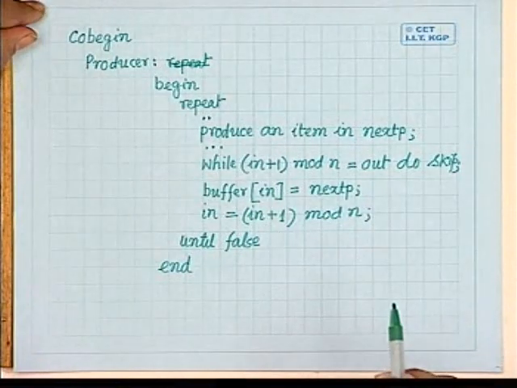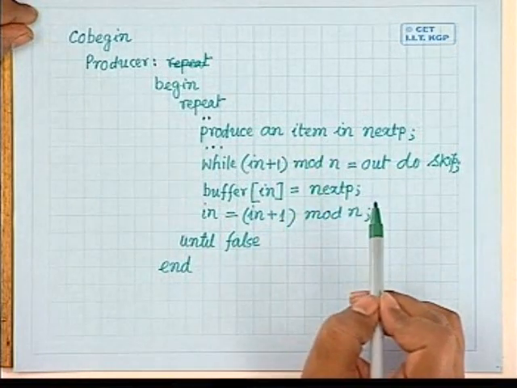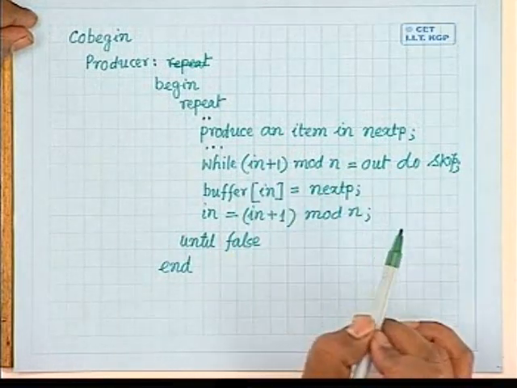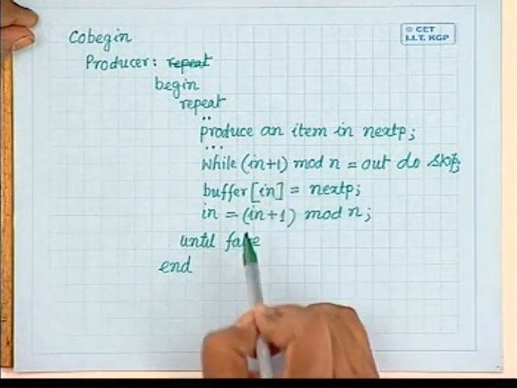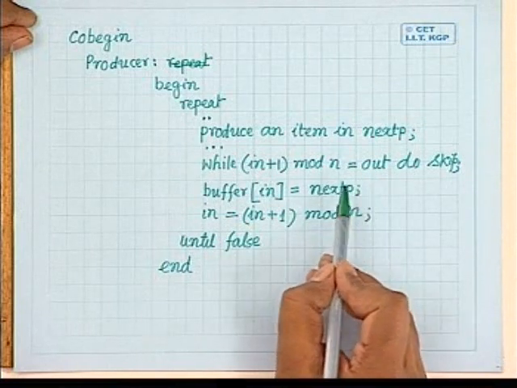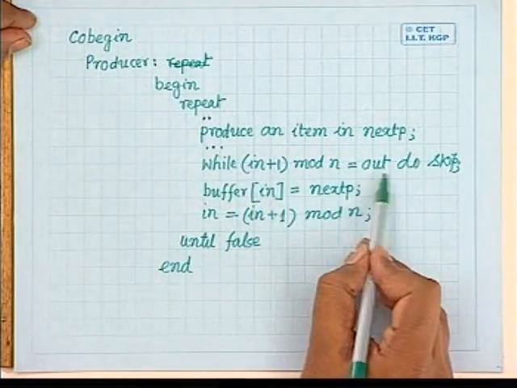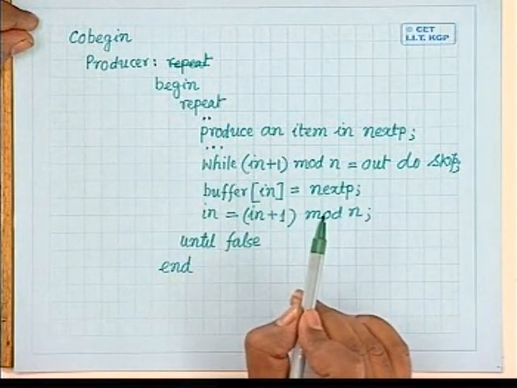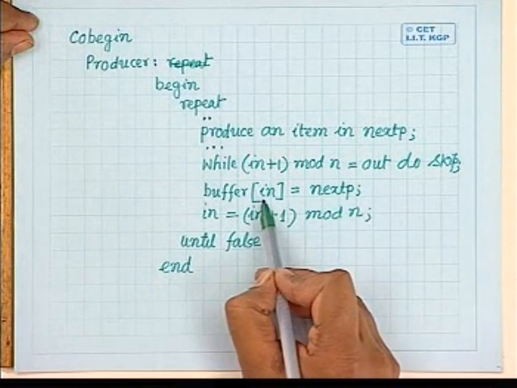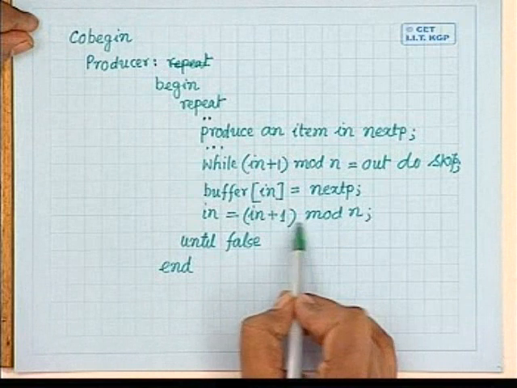So, this will be the code of the producer process. The producer process produces an item, and as we said, the item is placed in variable next p. After that the producer process will check whether there is any vacant space in the buffer or not. When the buffer is full, the condition will be in plus 1 mod n equal to out. When this condition is true, that means there is no empty space in the buffer where this new item can be placed. So the producer process will remain in this while loop. Skip means doing nothing. It simply goes on executing this while loop. When this condition is broken, it comes to the next step and places the item into the buffer at location in. After that, in is incremented by 1 following modulo arithmetic, and that gives it the circular buffer nature.